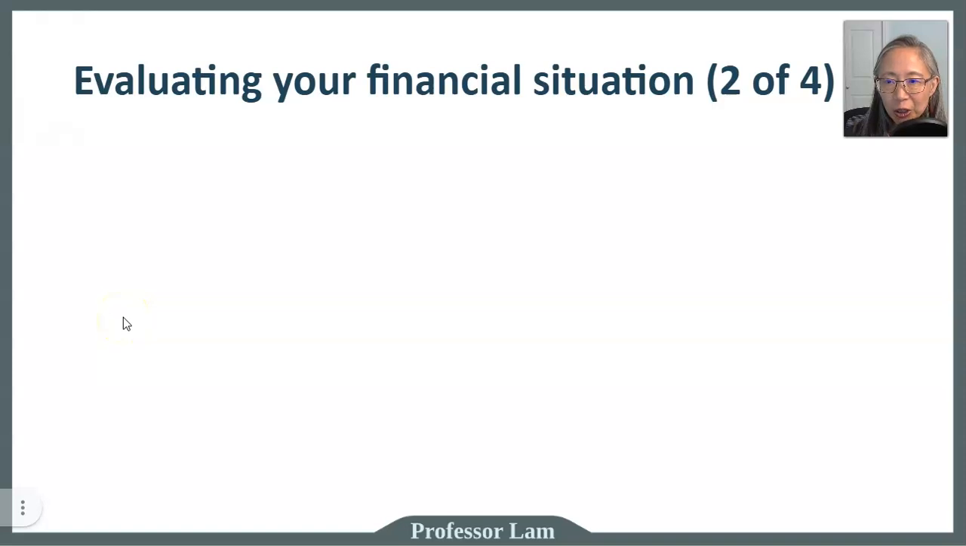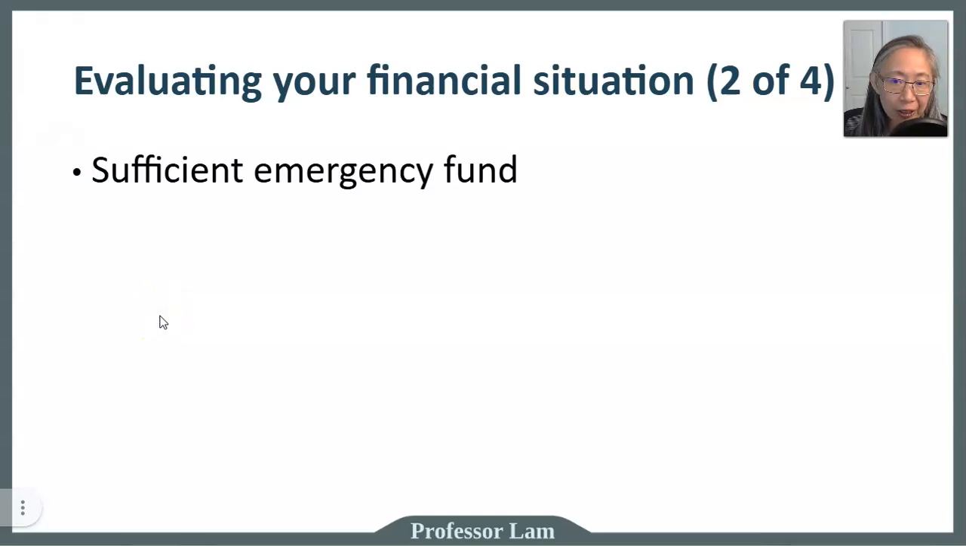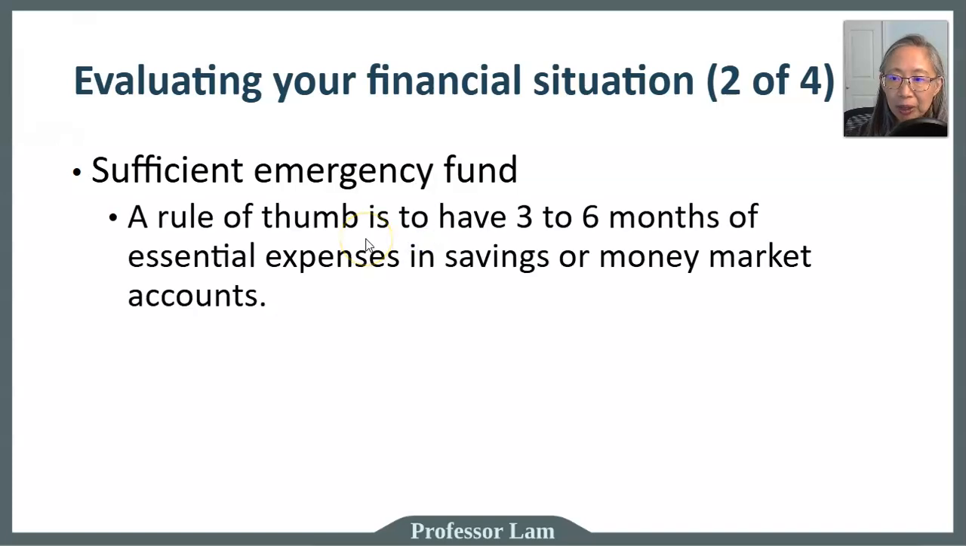You can also use your financial statement to help you identify some of your short-term goals. For example, an emergency fund is an important part of your financial plan. A rule of thumb is to have 3 to 6 months of essential expenses in either a savings or money market account. We'll talk about what a money market account is in a later chapter.